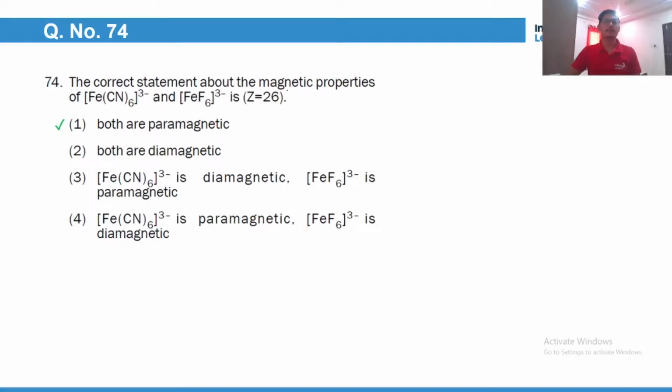The correct statement about the magnetic properties of these two complexes: if you analyze, you will find that the oxidation number of Rn is +3 in each case. So the configuration would be d5s0. With 5 electrons, it doesn't matter whether the ligand is strong or weak, you will have one unpaired electron. That means both would be paramagnetic.